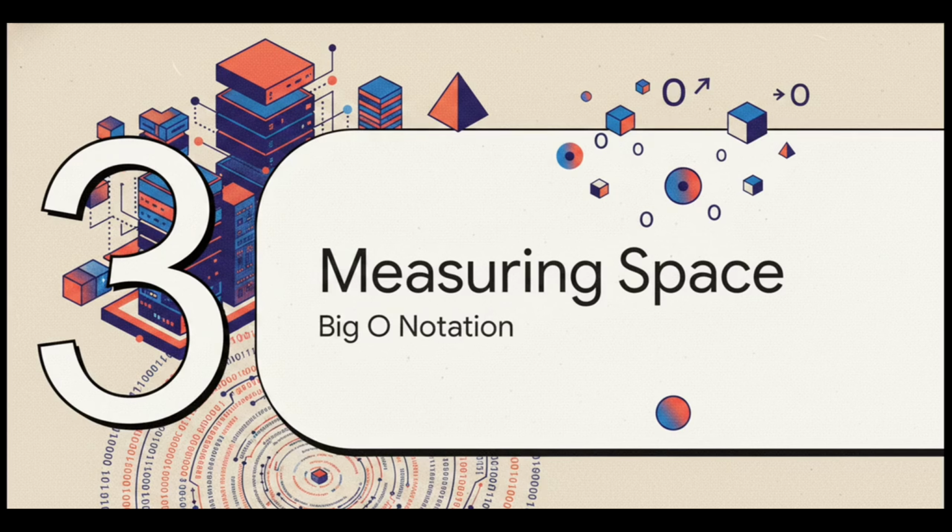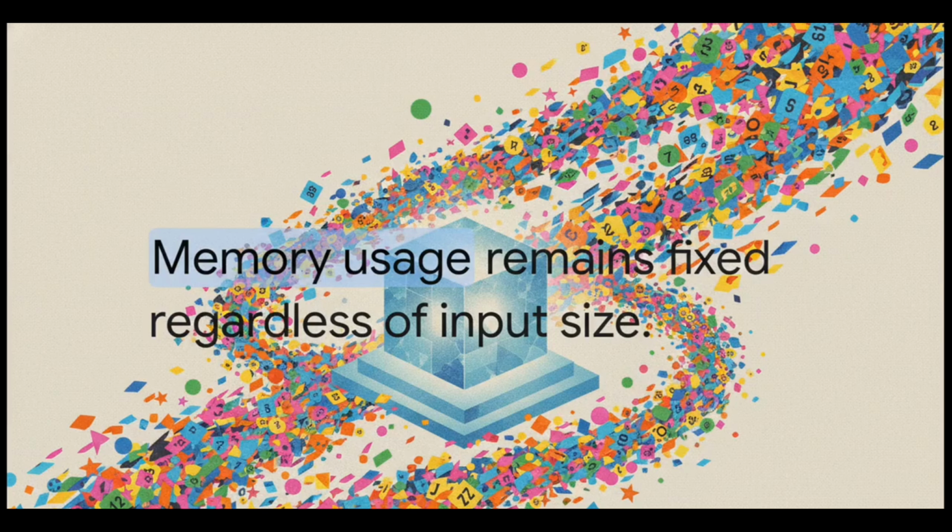How do we actually track this? Well, the absolute holy grail for memory efficiency is constant space, or O of 1. This means your memory usage stays completely fixed, no matter how gigantic the input size gets. For example, if you're just using a couple of basic variables to, say, keep a running total, which we often call auxiliary space, your footprint stays incredibly small and efficient.